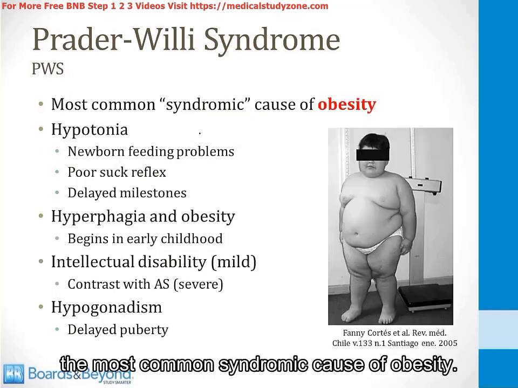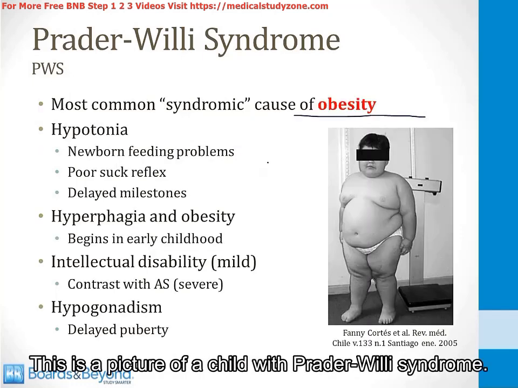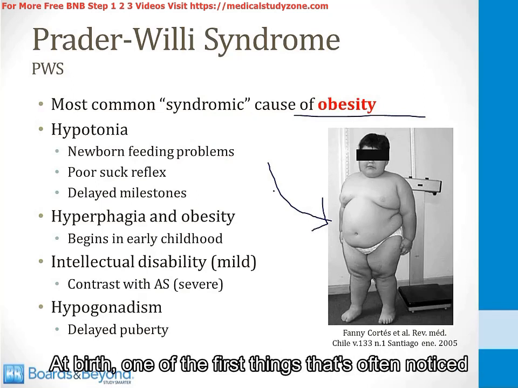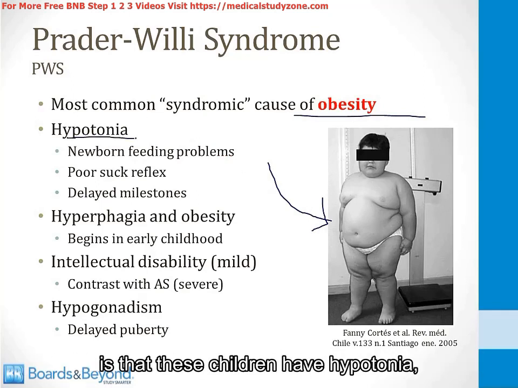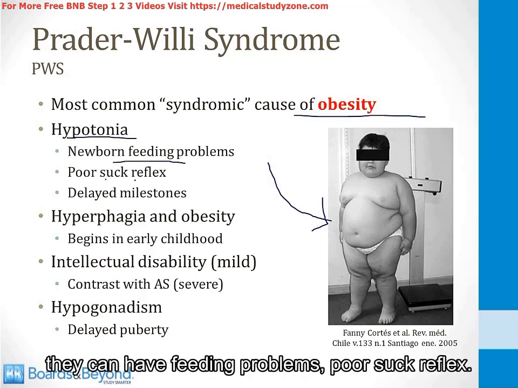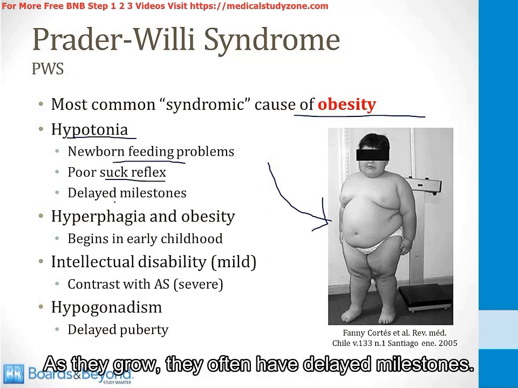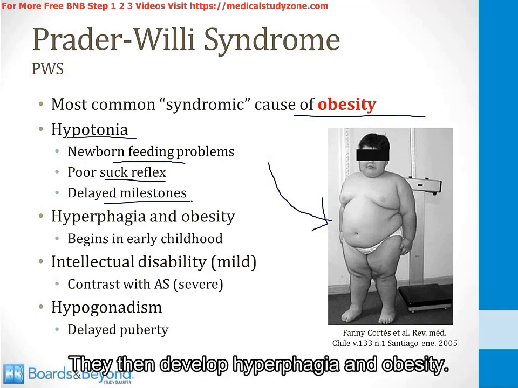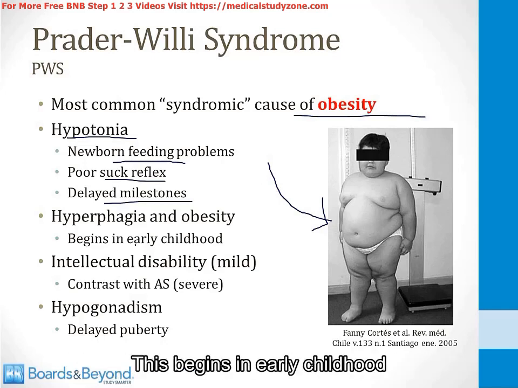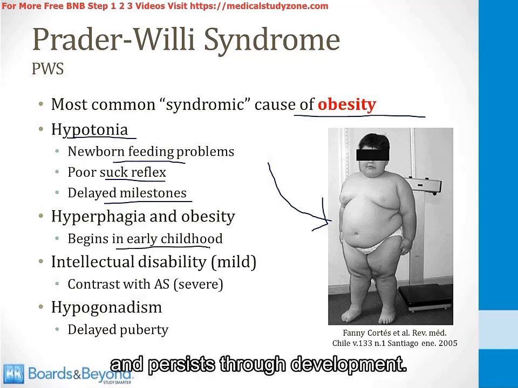Prader-Willi syndrome is the most common syndromic cause of obesity. This is a picture of a child with Prader-Willi syndrome. At birth, one of the first things that's often noticed is that these children have hypotonia. They can have feeding problems, a poor suck reflex. As they grow, they often have delayed milestones. They then develop hyperphagia and obesity. This begins in early childhood and persists through development.